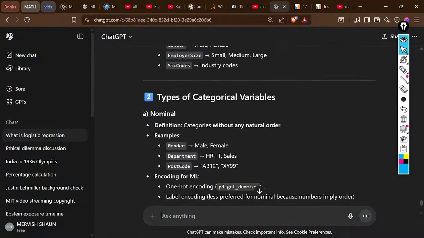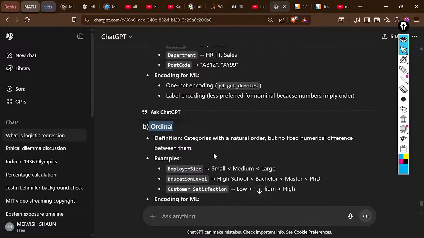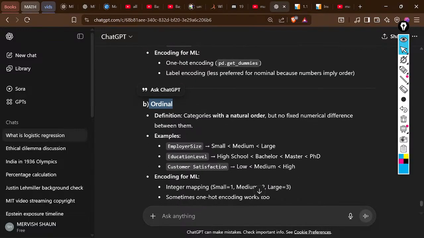So we have types of categorical variables. We have those with any natural order. Nominal will be like a binary, I think. Ordinal, like small, medium, large. Okay, ordinal. I'm thinking of a jujutsu example.